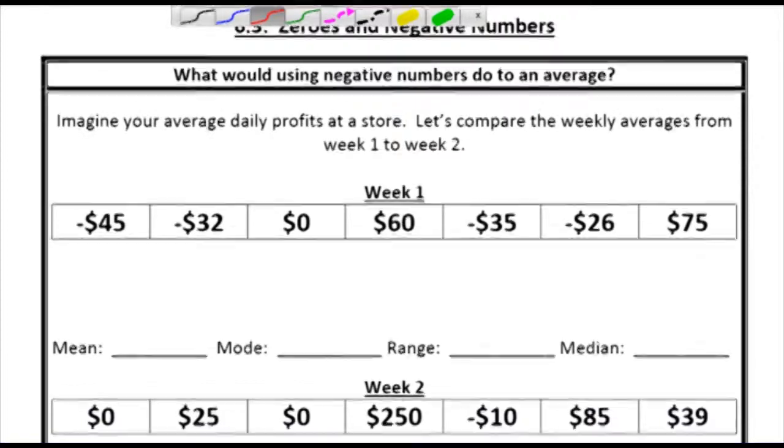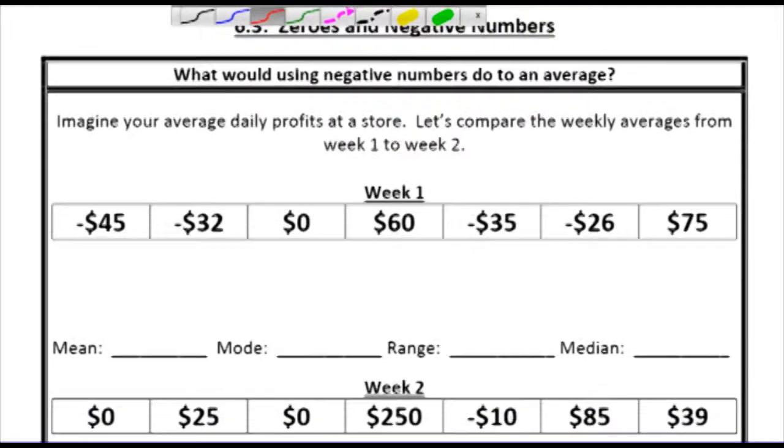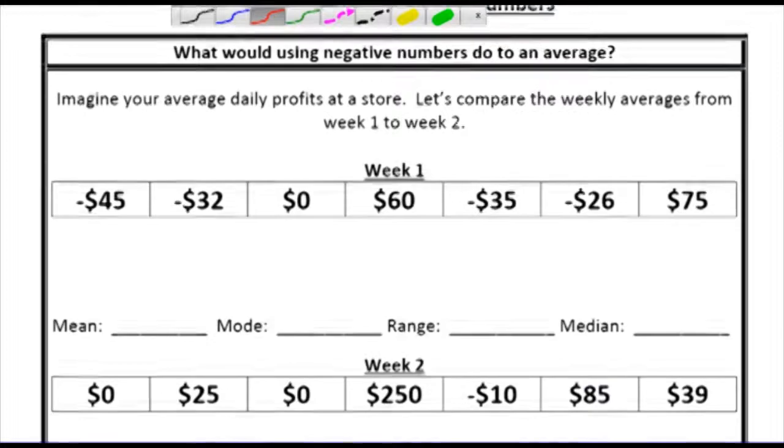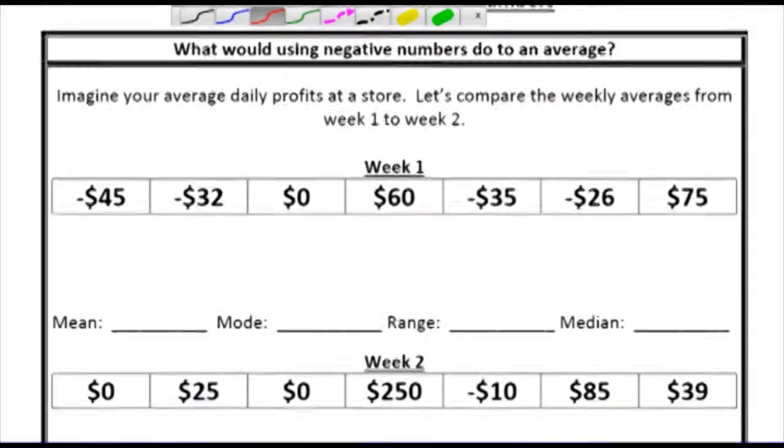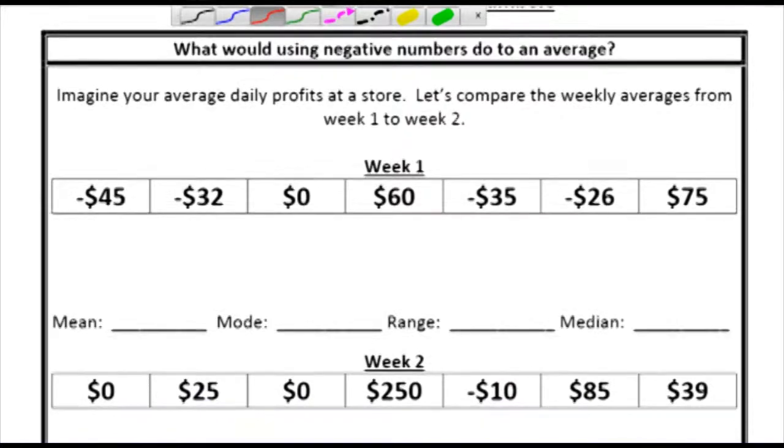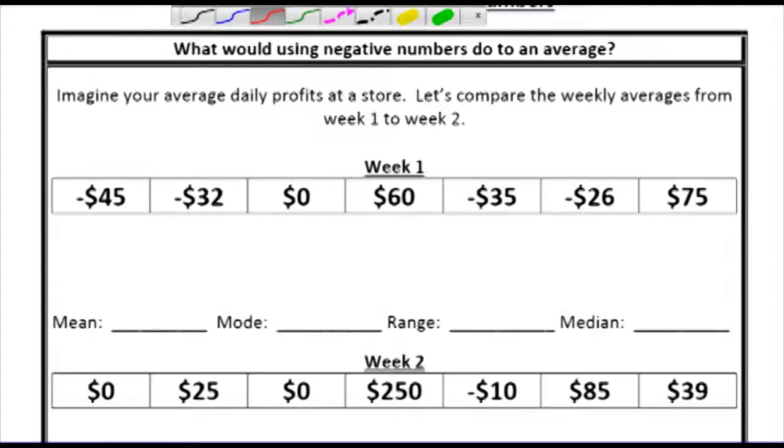Imagine that you run a store, and we're looking at your daily profits for 1 week and then the second. Let's compare the weekly averages from week 1 to week 2. Well, if I need to find the mean, the mode, the range, and the median, first thing I need to do is put these values in order.